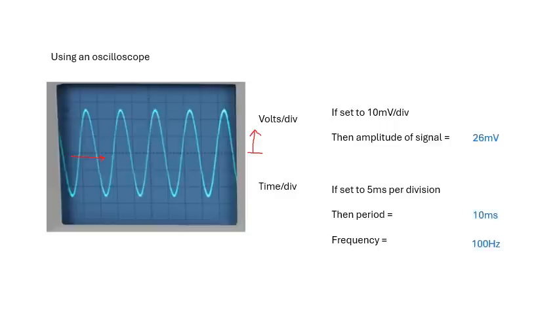So 26 millivolts, because from the middle, 10, 20, and I reckon that's about, no, like 60% of the way up, if you like. So 26 millivolts. You can actually change the volts per division. You want it so that the trace fills most of the screen.